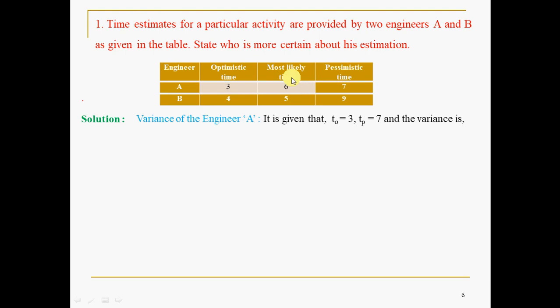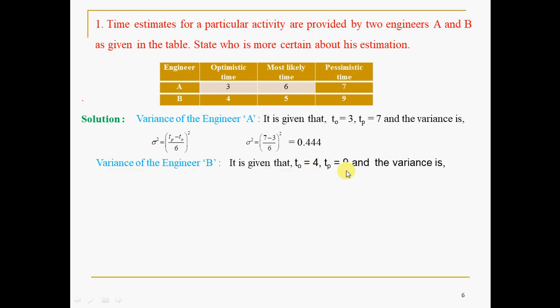Of course, most likely time is not required to calculate variance as per the formula, because variance is given by (TP minus TO divided by 6) whole square. In the previous slide we discussed this. Using TP minus TO, that is (7 minus 3 divided by 6) whole square, the variance is 0.44. Coming to the variance of engineer B, same thing, TO and TP are given. Using the same equation, (9 minus 4 divided by 6) whole square, 0.694.